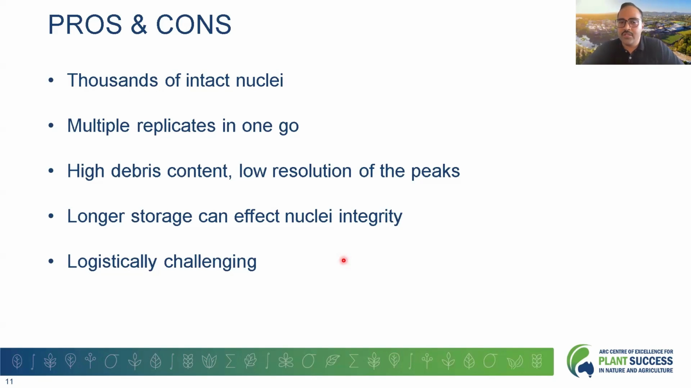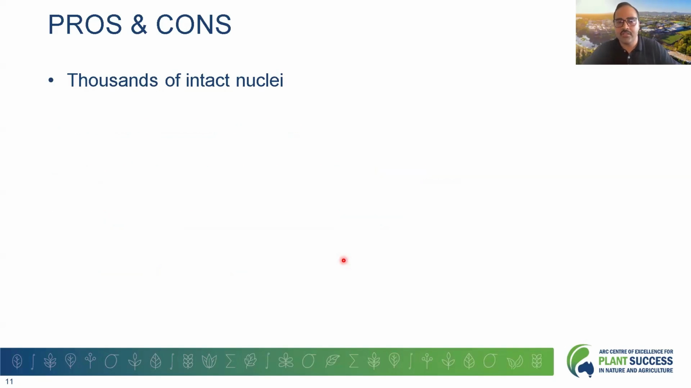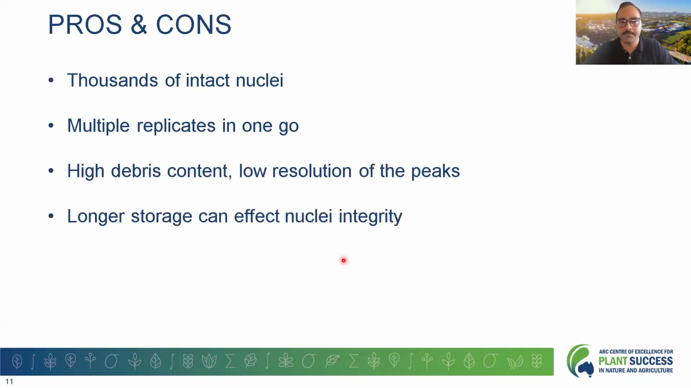So this method is particularly useful for breeders, those who are working in the fields and they cannot maintain the leaf material integrity for a longer time, let's say more than 4 or 5 days. So they have a solution: freeze the leaf material, bring it back to the lab and process it. And then the same isolated nuclei can be subjected to the DNA isolation protocols further.